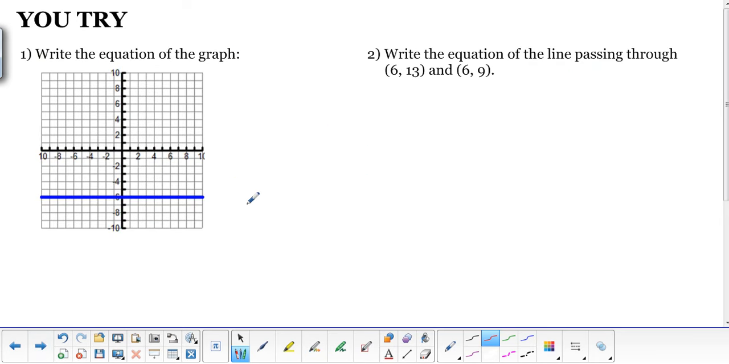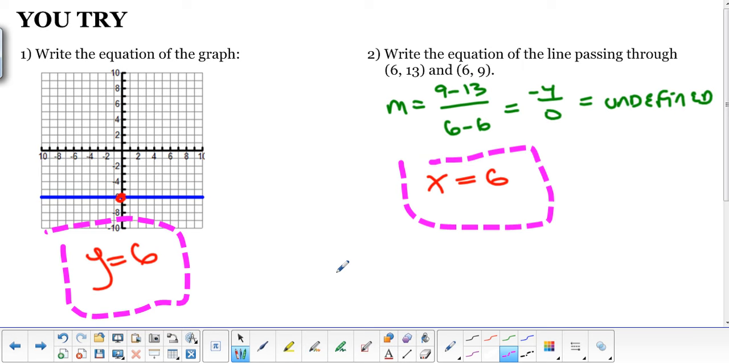Now I'm going to want you to pause the video, so I'm going to give you a few seconds. Pause the video, try these 2 problems, and then check your answer by unpausing. Alright, here are the 2 answers. Simply, I saw across the y-axis at negative 6, and all of the y values stay at negative 6, so there's my equation. Over here I started with slope. I got a 0, so that immediately put off a red flag.